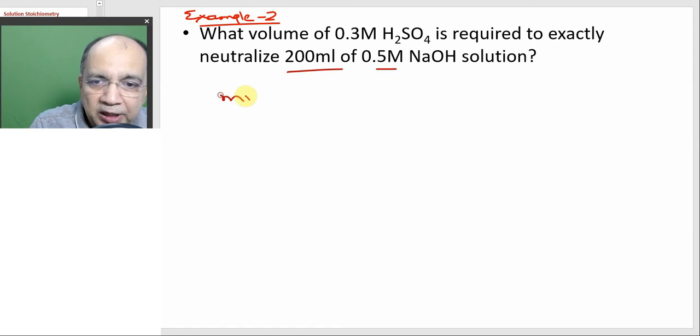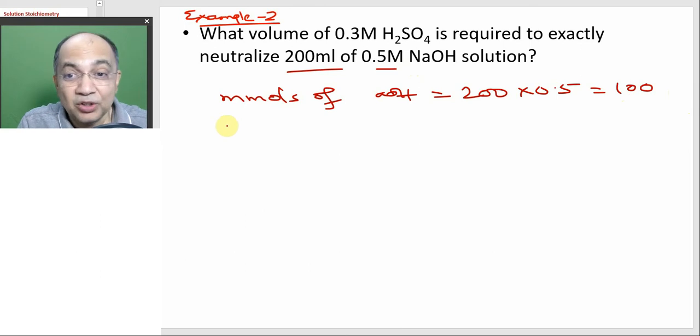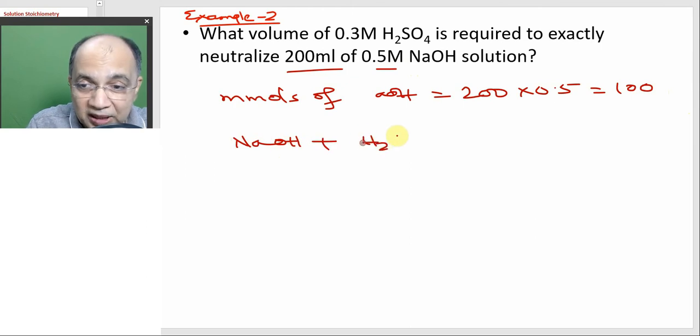So, number of millimoles of NaOH, because the two data are given, is equal to 200 into 0.5, that is 100. We could have also done 200 ml is equal to 0.2 liters, 0.2 into 0.5. It would have been 0.01 mole. Instead of 0.01 mole, we are writing 100 millimoles, right? And then we write down the equation. What is happening? What is the stoichiometry involved in the neutralization reaction?